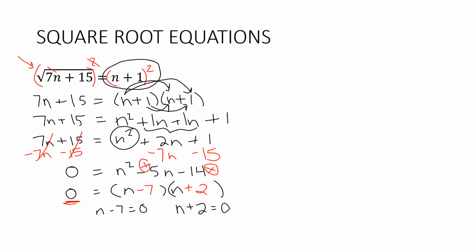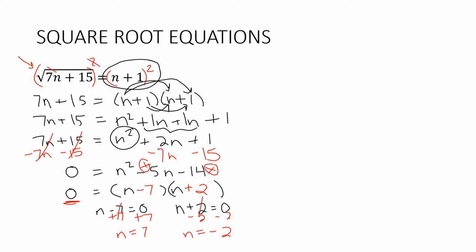So if I solve for n now, over here on the left, n minus 7 equals 0. I'm just going to add 7 to both sides. So that's n equals 7 for my first solution. On the right-hand side, I have n plus 2 equals 0. If I subtract 2 from both sides, I end up with n equals negative 2. Now, these are my solutions, but like I did on the previous one, I want to check my answer.